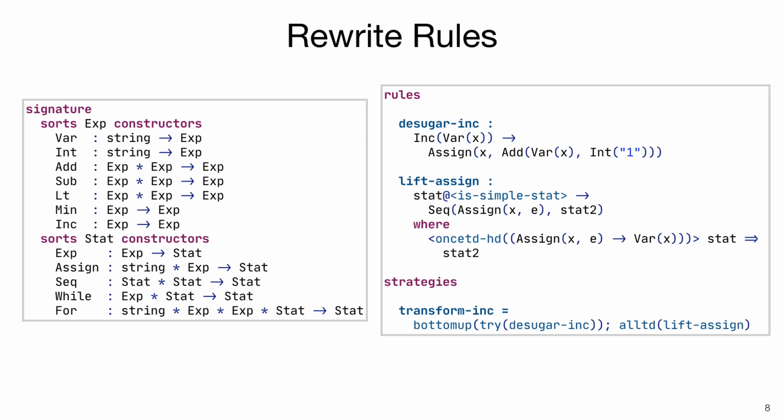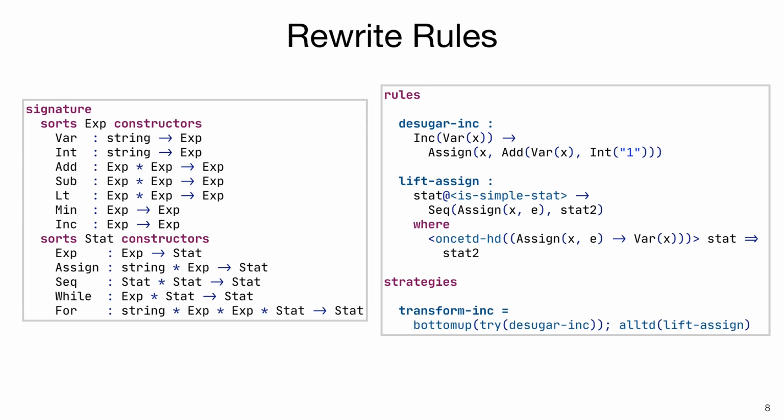Rewrite rules in Stratego match a pattern on the left-hand side of an arrow and transform it into a pattern on the right-hand side. Here we have the sugar inc rule, which transforms an expression increment into a statement that increments the variable. While you can give a type to this rewrite rule, expression to statement, if you apply this rewrite rule to an entire AST, you get assignment statements inside your expressions. We actually do this in the first part of transform inc at the bottom by trying to apply this rewrite rule bottom up. The second part of transform inc cleans up the mess by finding from top down all the places where it can lift out the assignment to the statement level.